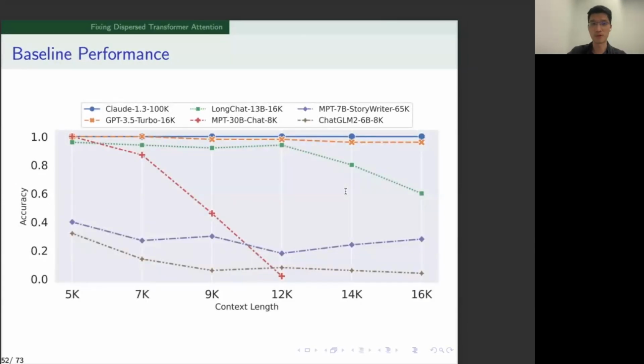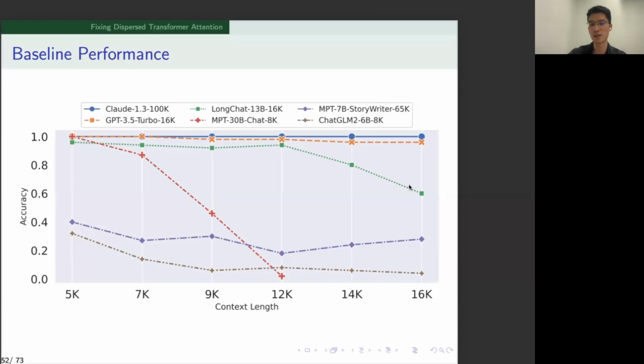So let's look at some baseline performance, because we expect the existing large language models to perform relatively well on this simple test, right? That's the case for Claude and GPT 3.5. These are closed source, black box models, and they perform pretty well. But all the existing open source language models didn't achieve good performance, as we can see here. The best one is maybe the green one here, the LongChat 13B 16K.